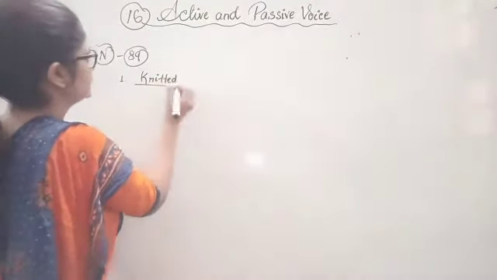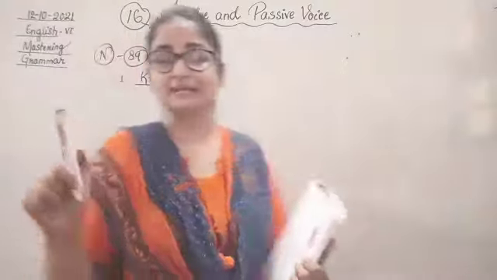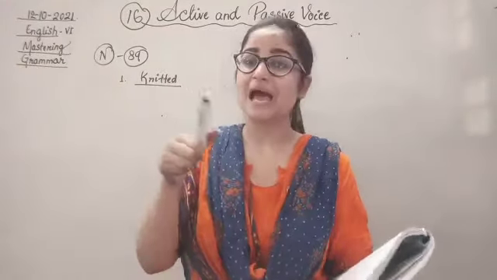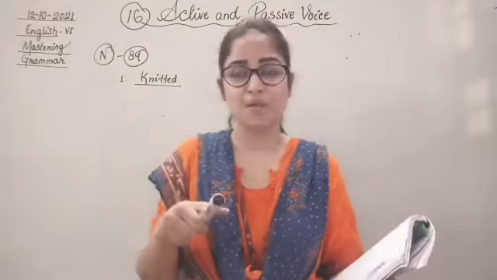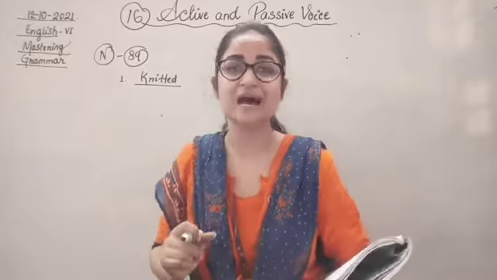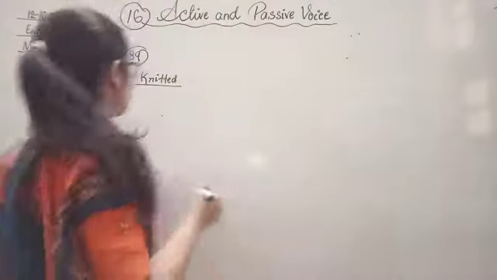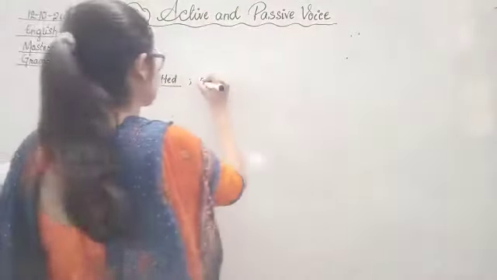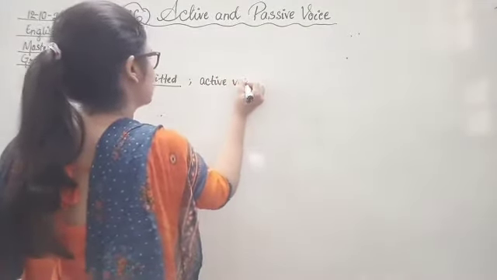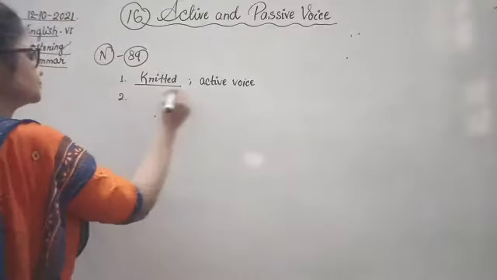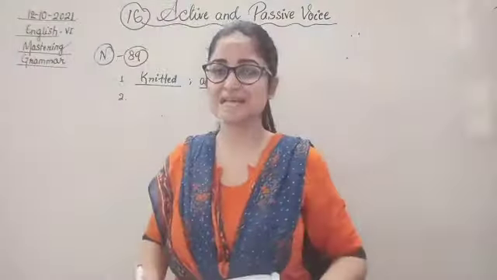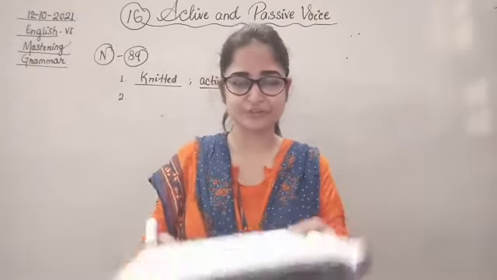Knitted is the verb. And you can see that the doer is the grandma. Grandma is knitting, right? And when the doer, the performer who is doing the action, is the subject, then we know it is in the active voice, right? So we are going to write that this sentence is in active voice. Yes. Now number 2. George ate a sandwich. So which is the verb here?